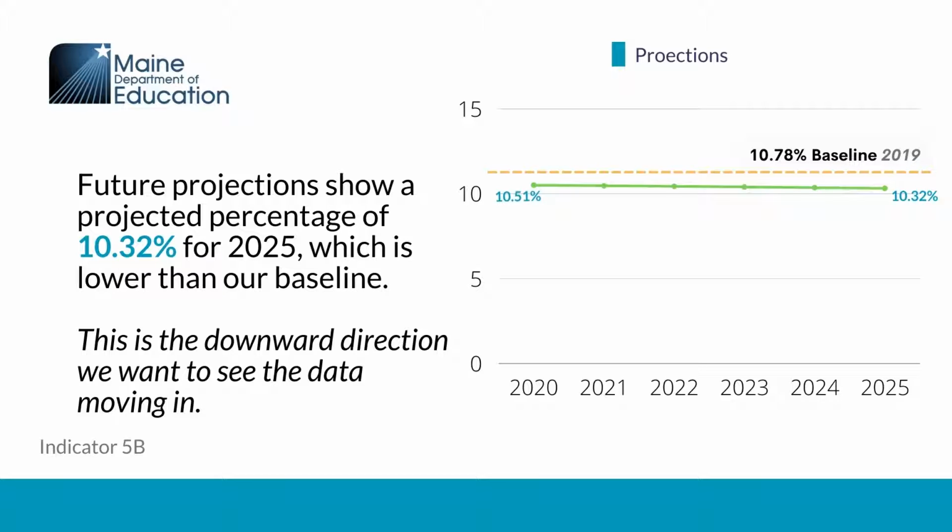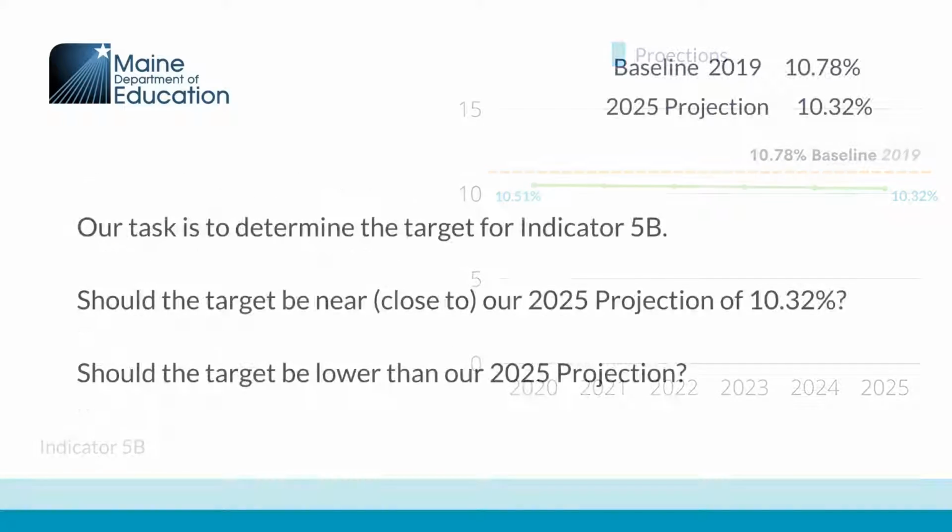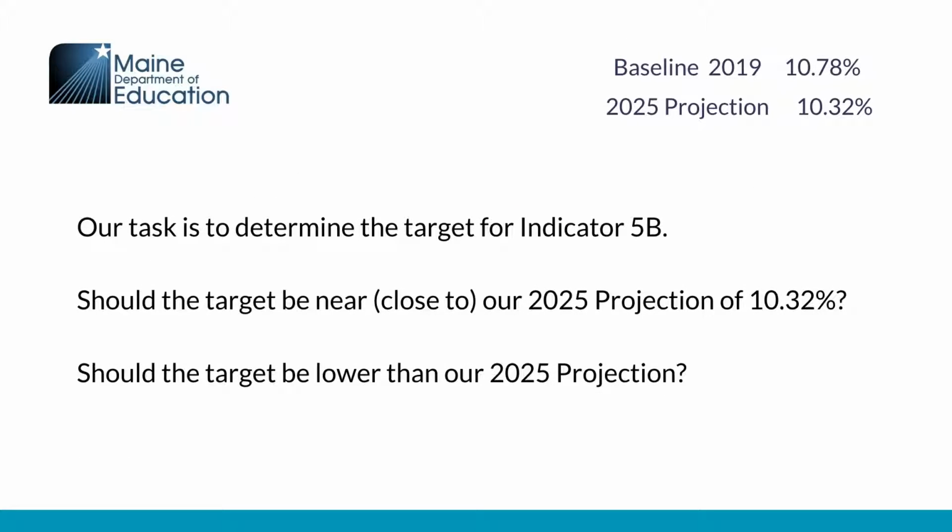This downward direction is the direction we want to see the data moving in. Should the target be near or close to our 2025 projection of 10.32%, or should the target be lower than our 2025 projection?